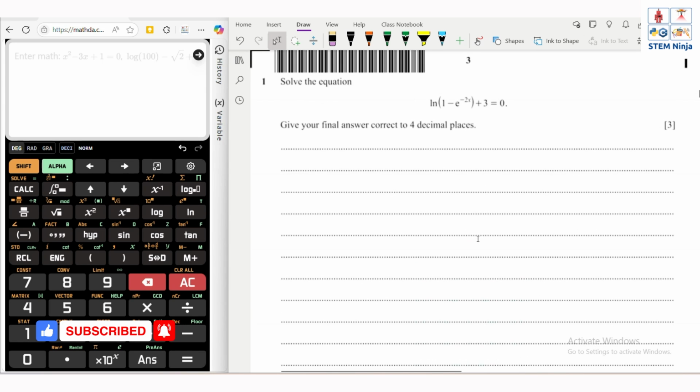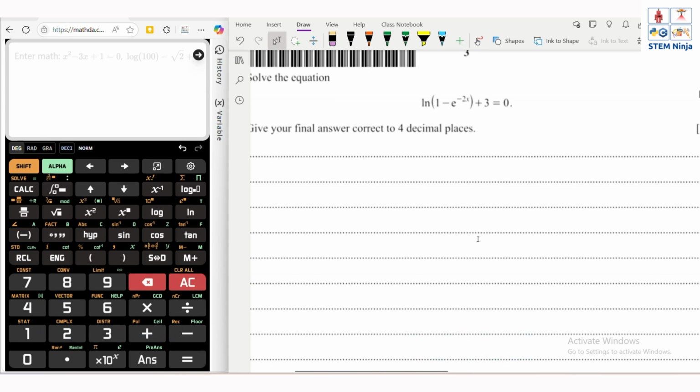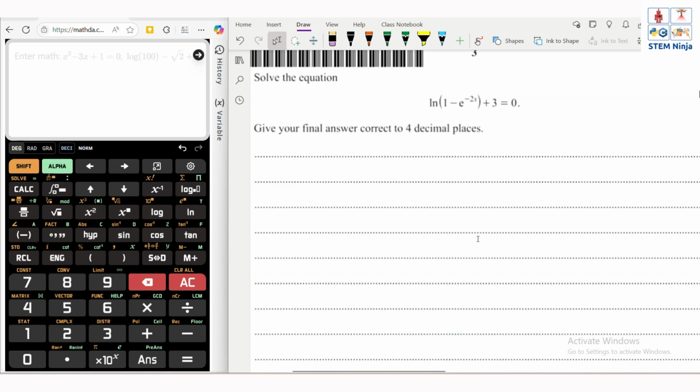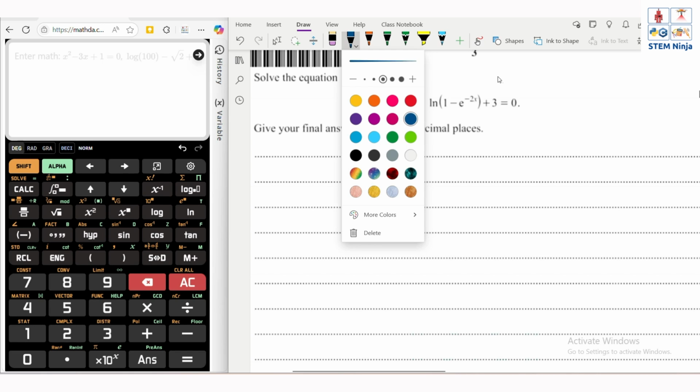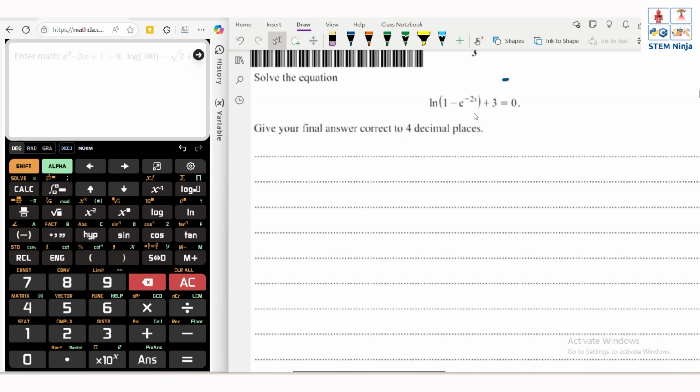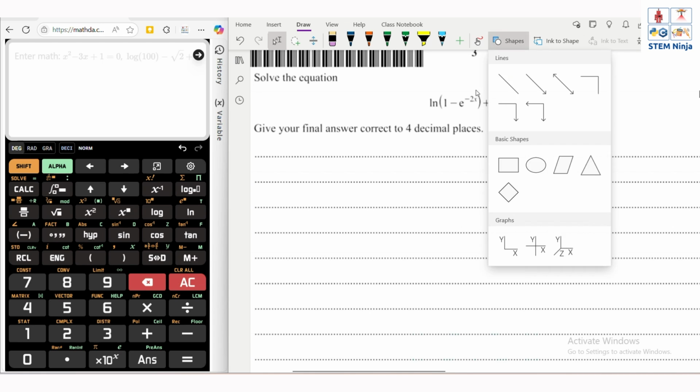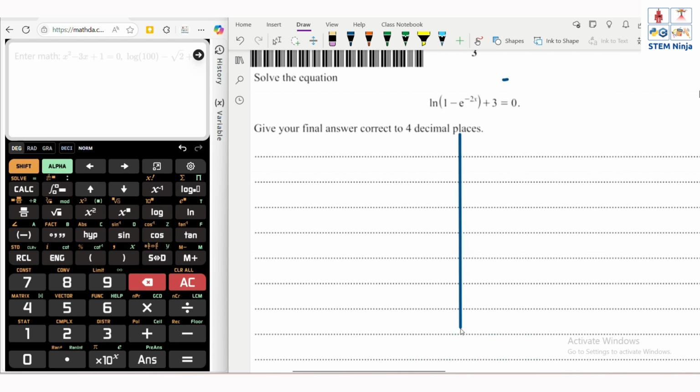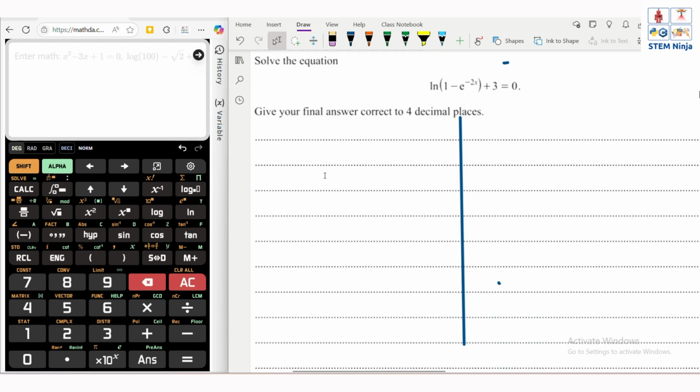All right, solve the equation ln(1 - e^(2x)) + 3 = 0. So this is very straightforward. There are two ways to handle this, and if you go back to our videos, we talked about those two methods also. So one way is to make the 3 and 0 in terms of ln. So we write 3 as 3 ln e and 0 as ln 1.